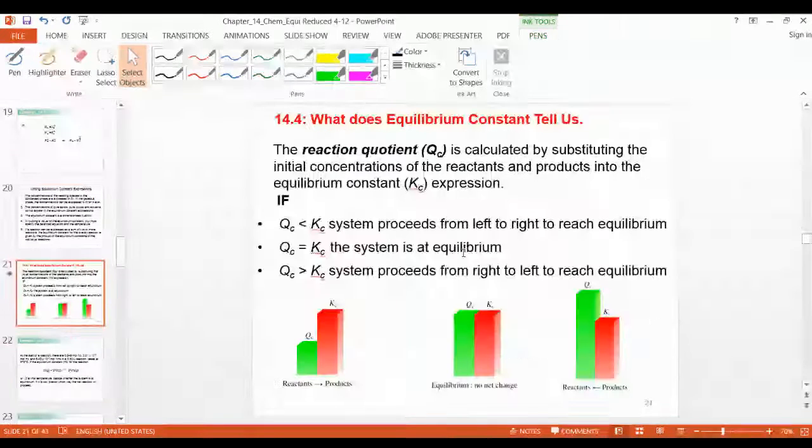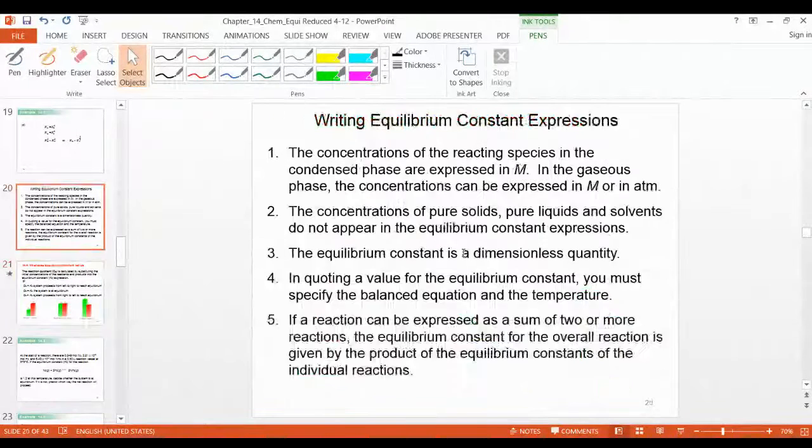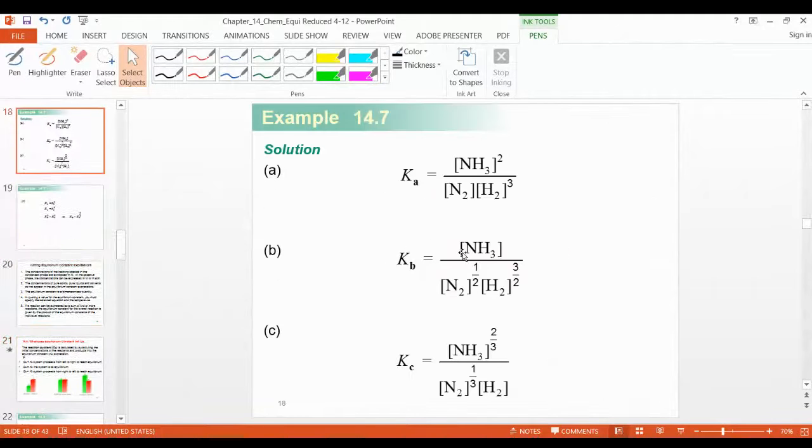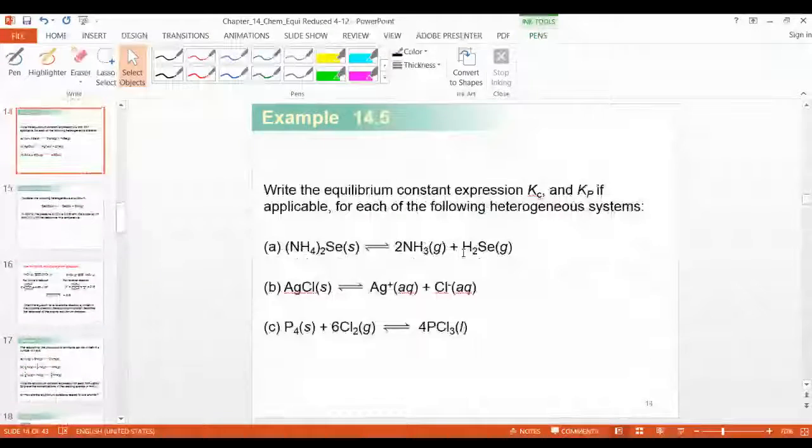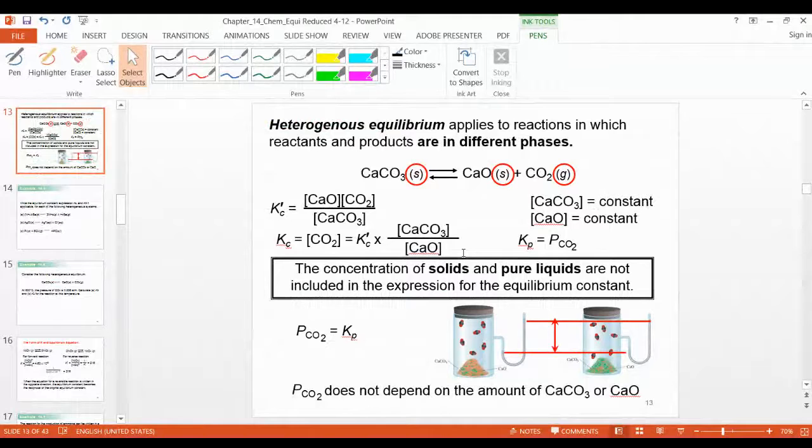All right. 14.1 and 14.2 I already completed. This is 14.3, I think.